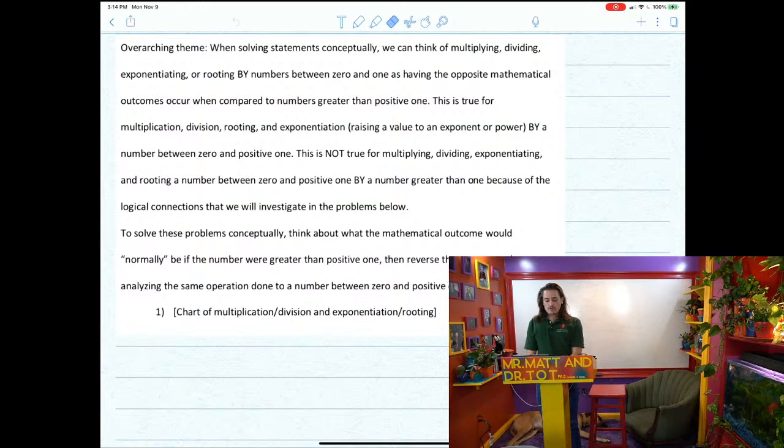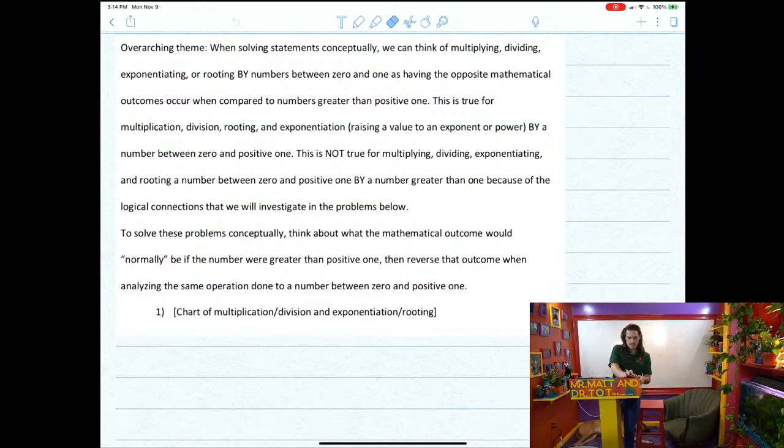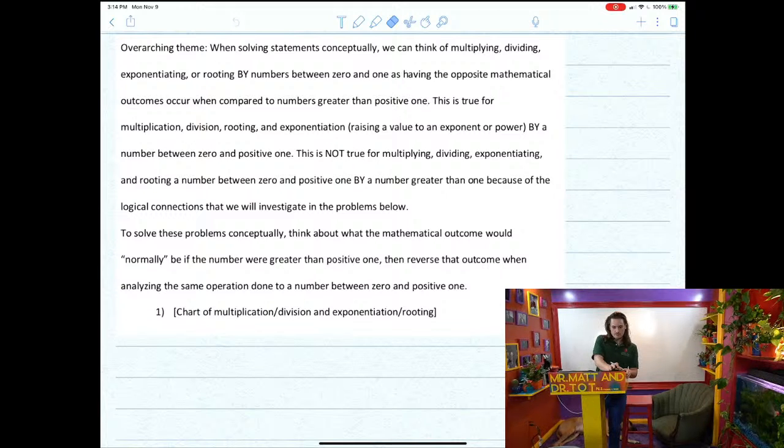Okay, so the overarching theme for today, or this week rather, and let me just manipulate this camera so it's not in the way of everything. Resize it a little bit.